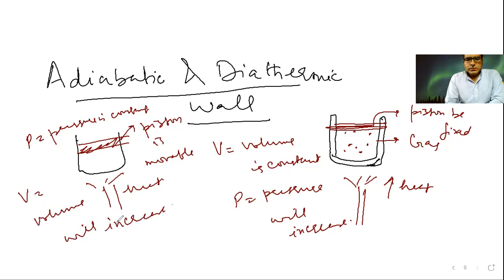So there are two ways of heating the gas I am describing. One is heating the gas at constant volume, that means the piston is fixed. In that case, by heating the gas, pressure will increase, that means pressure increase will indicate temperature increase. The second situation is if the piston is movable, that means volume is not constant, pressure is constant. In this situation, heating the gas will increase its volume. That means for a constant pressure gas system, volume increase will indicate temperature increase.